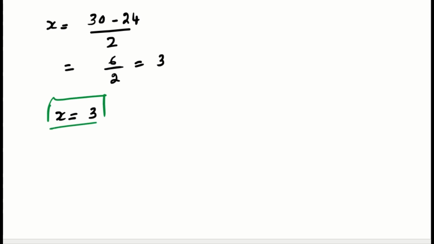So from here we have two cases. In case 1, we have x is equal to 27, and in the second case, we have x is equal to 3. So case 1 is when x is equal to 27.